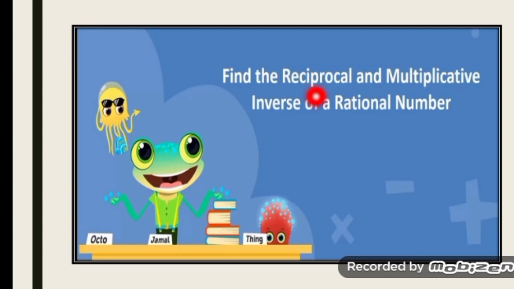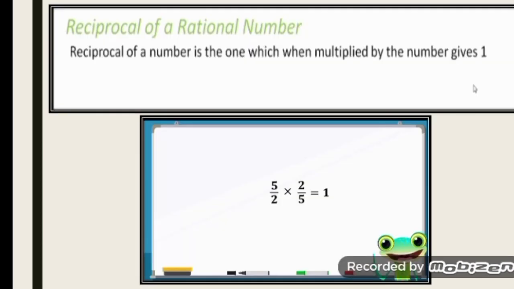Now we will find reciprocal and multiplicative inverse of a rational number. What is reciprocal of a rational number? Let's see the definition. Reciprocal of a number is that number which when multiplied by the number gives 1. It means if we multiply the given rational number by its reciprocal, we always get 1.